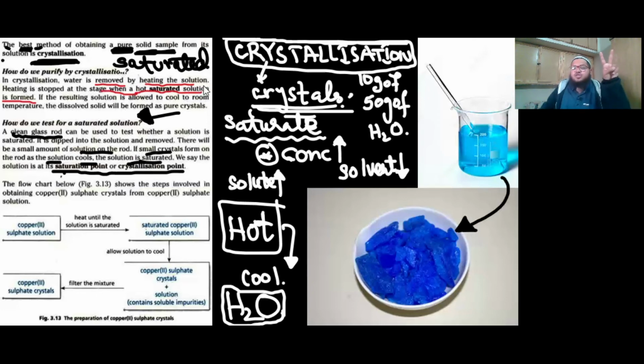As soon as a hot saturated solution is formed, then you allow the sample to cool down to room temperature, and crystals appear of copper 2 sulfate, and as soon as you get the crystals, these are the 3 marks you got for the process of crystallization. But usually this question is for 4 marks, and what's the 4th mark for? They ask us how to obtain a pure dry sample of copper 2 sulfate, right? So to obtain a pure dry sample of copper 2 sulfate, the 4th mark is you filter the solution.